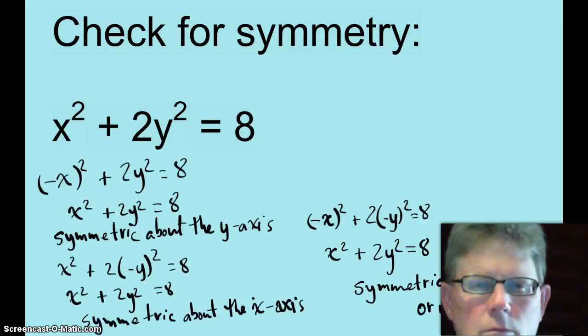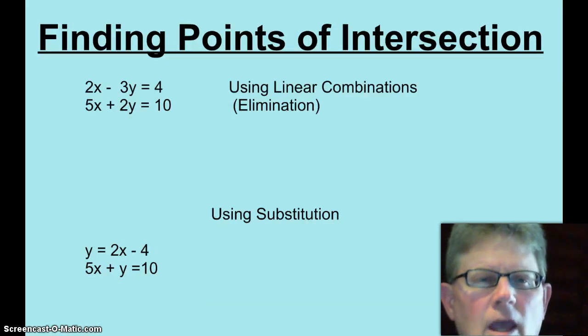Alright, as you see, it is symmetric about the y-axis, about the x-axis, and about the origin. It's a beautiful, absolutely beautiful ellipse. Alright, move along. Okay, finding points of intersection.